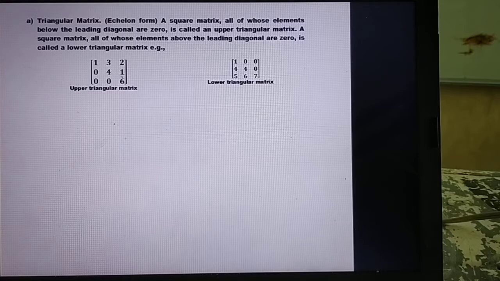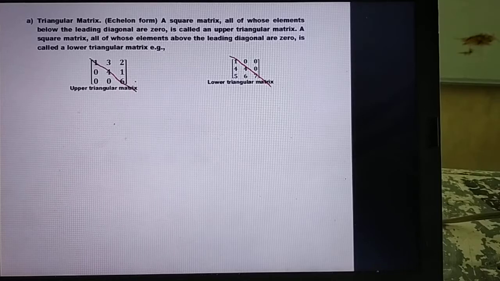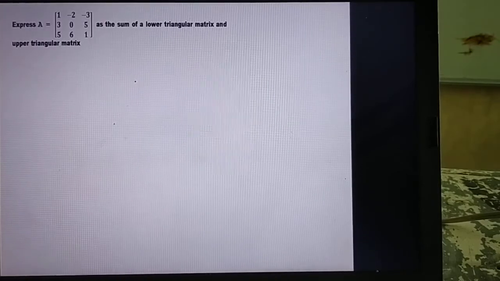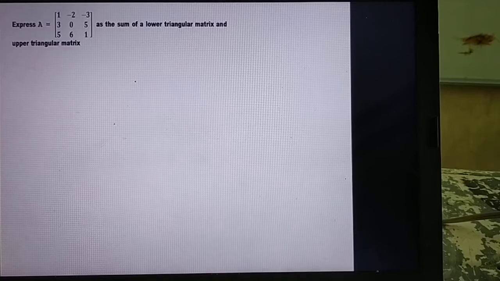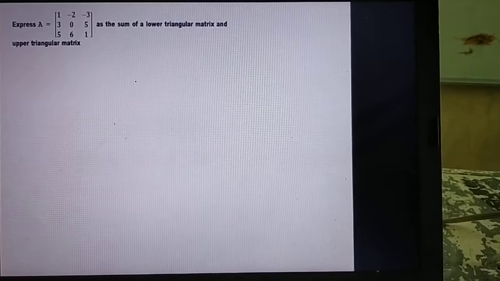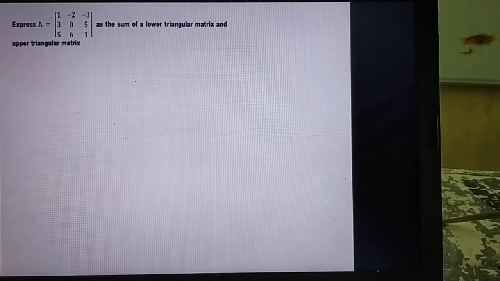So this is called upper triangular because below the major diagonal has 0 entries, and here above the major diagonal has 0 entries. That's why it's lower triangular and this one is upper triangular. So for the next example, express matrix A as the sum of the lower triangular matrix and upper triangular matrix.